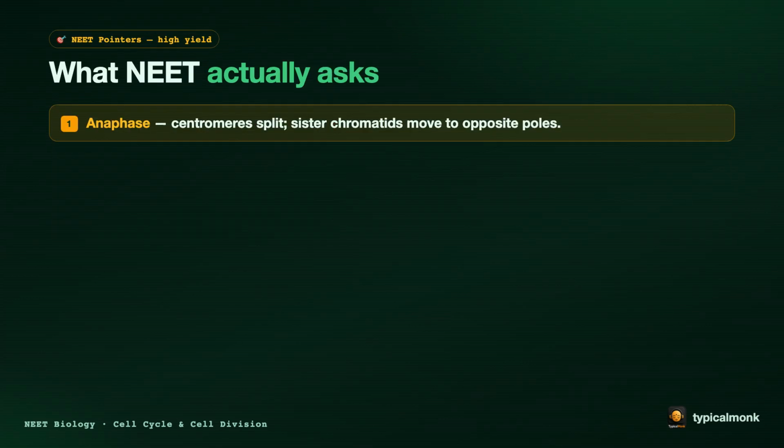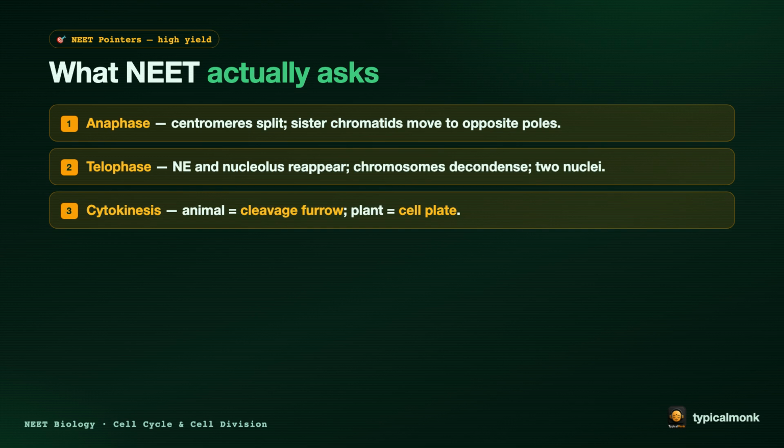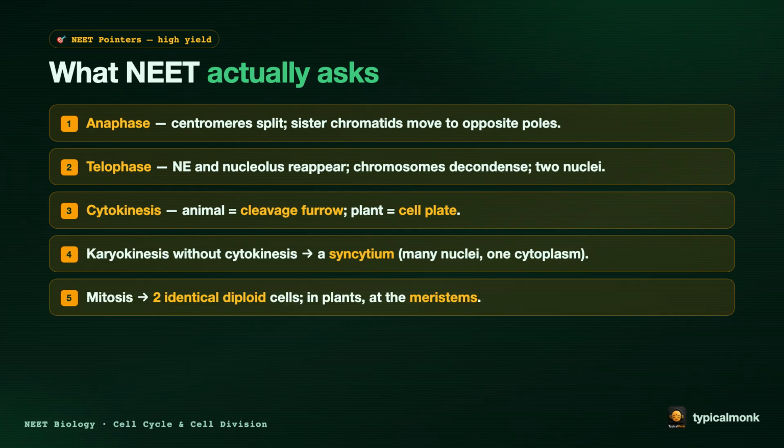Now, the high-yield pointers, the facts that NEET turns into questions. 1. Anaphase, the centromere splits, sister chromatids move to opposite poles. 2. Telophase, nuclear envelope and nucleolus return, chromosomes decondense, two nuclei. 3. Cytokinesis, animal means a cleavage furrow, plant means a cell plate. 4. Karyokinesis without cytokinesis forms a syncytium, many nuclei, one cytoplasm. 5. Mitosis gives two identical diploid cells, in plants, at the meristems.